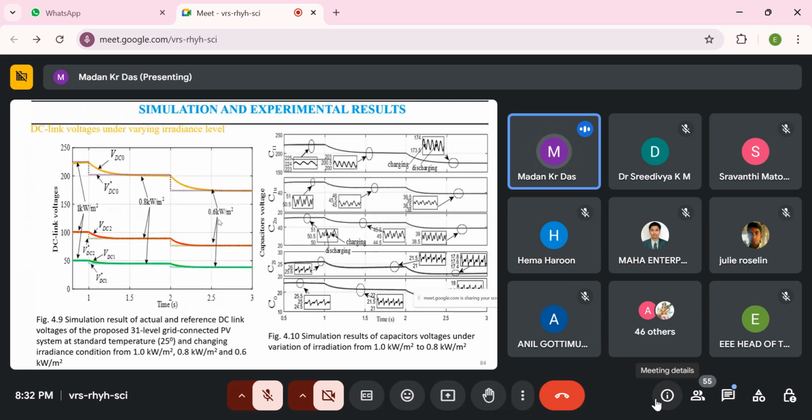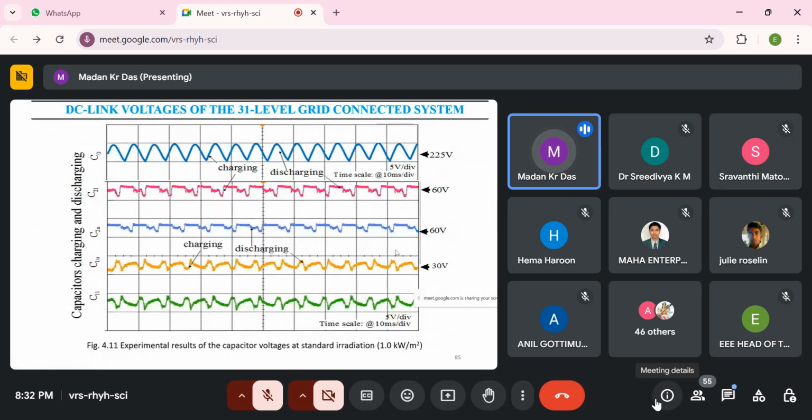And now the varying conditions of the proposed inverter: 1 kilowatt per meter square, 0.8 kilowatt per meter square, and 0.6 kilowatt per meter square. For every condition we have discussed the dynamic behavior, and this is the capacitor voltage we have discussed. And now the experimental capacitor voltage we have discussed. Here the capacitor voltage is mentioned on the right side.